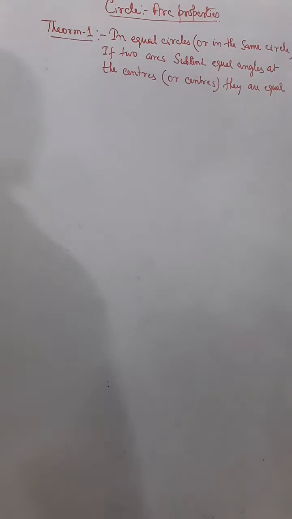Okay, student, this is circle arc properties. Now theorem 1 states that in equal circles or in the same circle, if two arcs subtend equal angles at the center, they are equal.